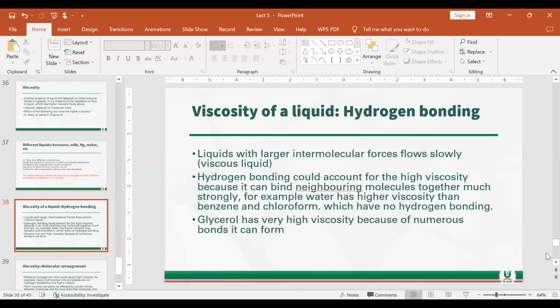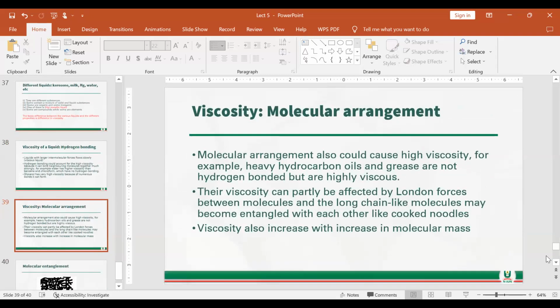So viscosity of liquids and hydrogen bonding. Liquids with large intermolecular forces flow slowly. That's what I said there. Hydrogen bonding could account for the high viscosity because it can bind neighboring molecules together much more strongly. For example, water has higher viscosity than benzene and chloroform, which have no hydrogen bonding. Glycerol has very high viscosity because of the numerous hydrogen bonds it can form. So that is it.